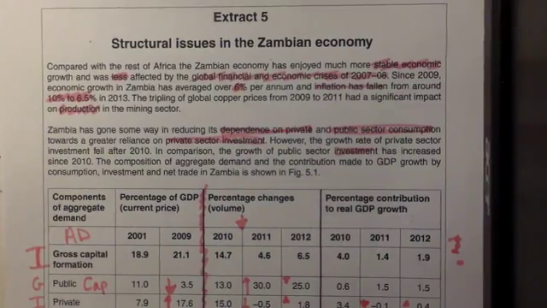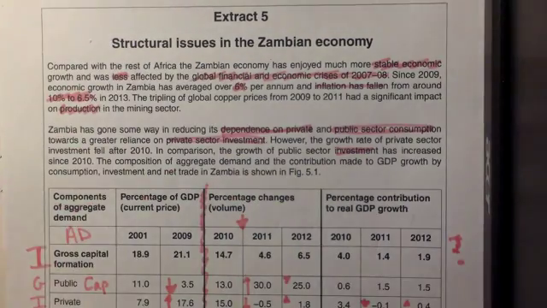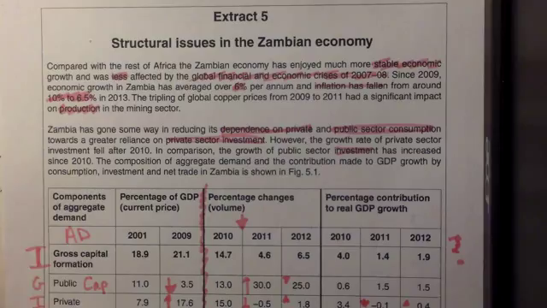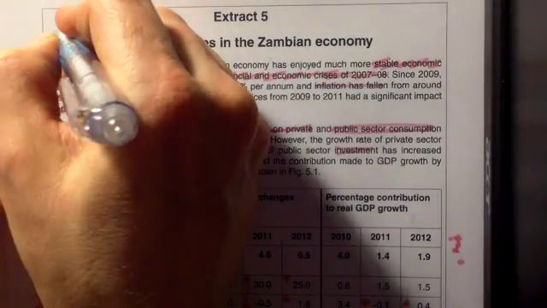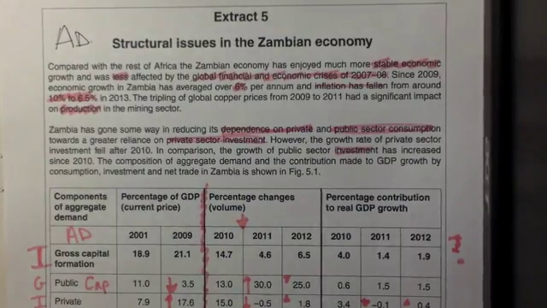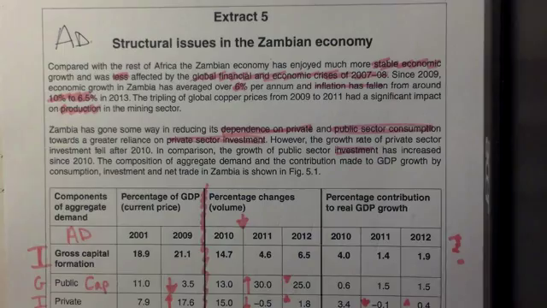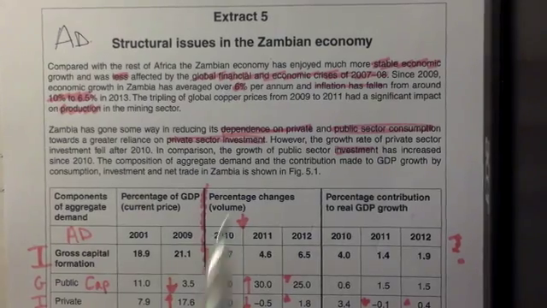So this is extract 5 from the case study, structural issues in the Zambian economy. It's in 2 parts. We'll start with the first part because this part is really related to the demand side of the economy. And it's looking at the broader issues. It starts off with, compared with the rest of Africa, the Zambian economy has enjoyed much more stable economic growth.